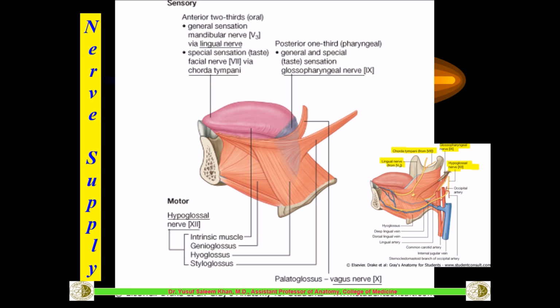Coming to the nerve supply, a very important feature of the tongue is the nerve supply, because it has very special sensations, especially the taste sensation. The tongue, as you know, is divided into the anterior 2/3 and the posterior 1/3. Even the nerve supply is different for the anterior 2/3 and the posterior 1/3. For the anterior 2/3 of the tongue, which is present in the oral cavity, the general sensation is by the mandibular nerve via the lingual nerve.